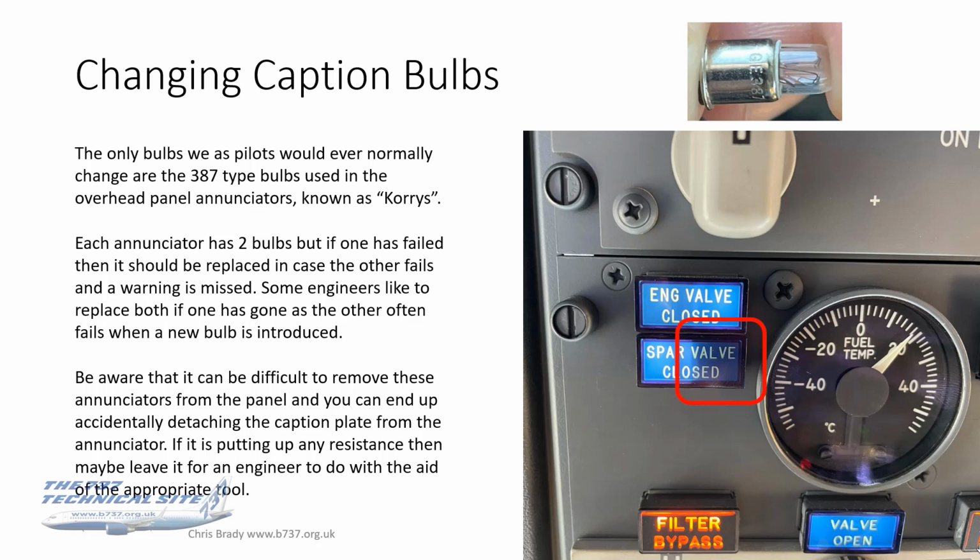Now, some engineers like to replace both if one's blown, as they'll tell you that the other one often fails when you put a new bulb in, which can happen. But what I would say is, to us as pilots, just be aware that it can be difficult to remove these enunciators from the panel, and you can accidentally end up, and I've done this, I speak from personal experience, put my hand up, pulling the caption plate off the enunciator.